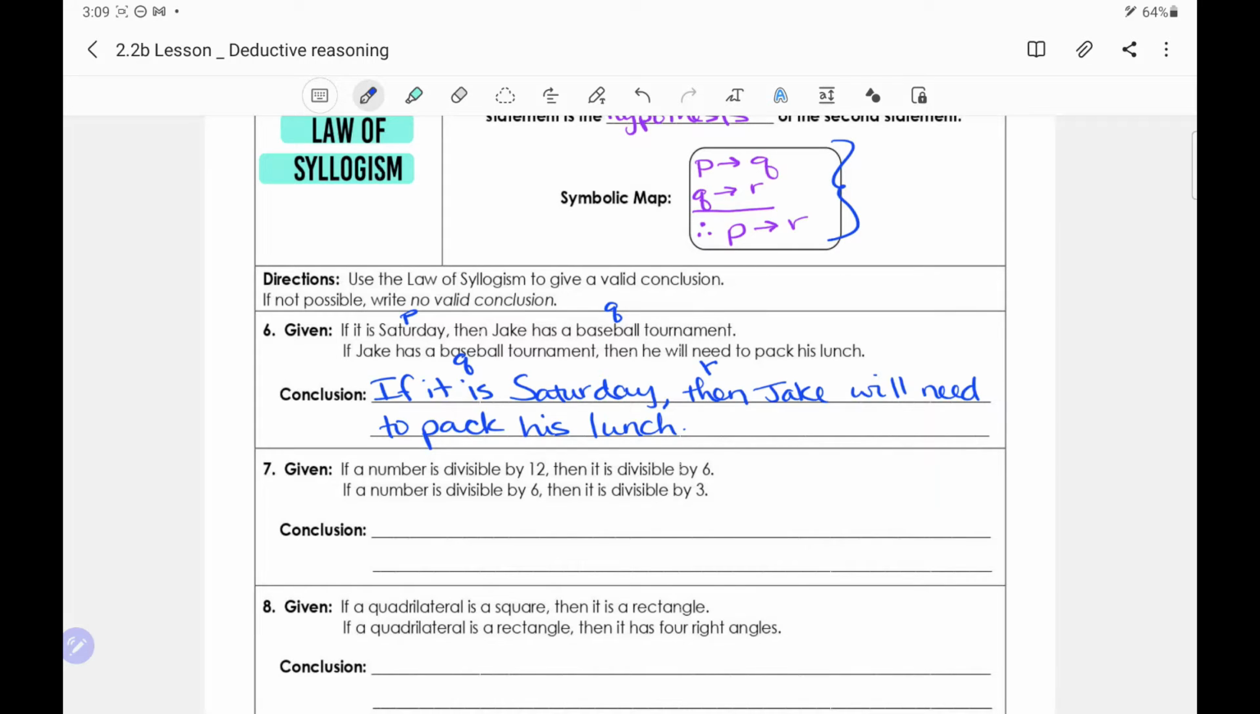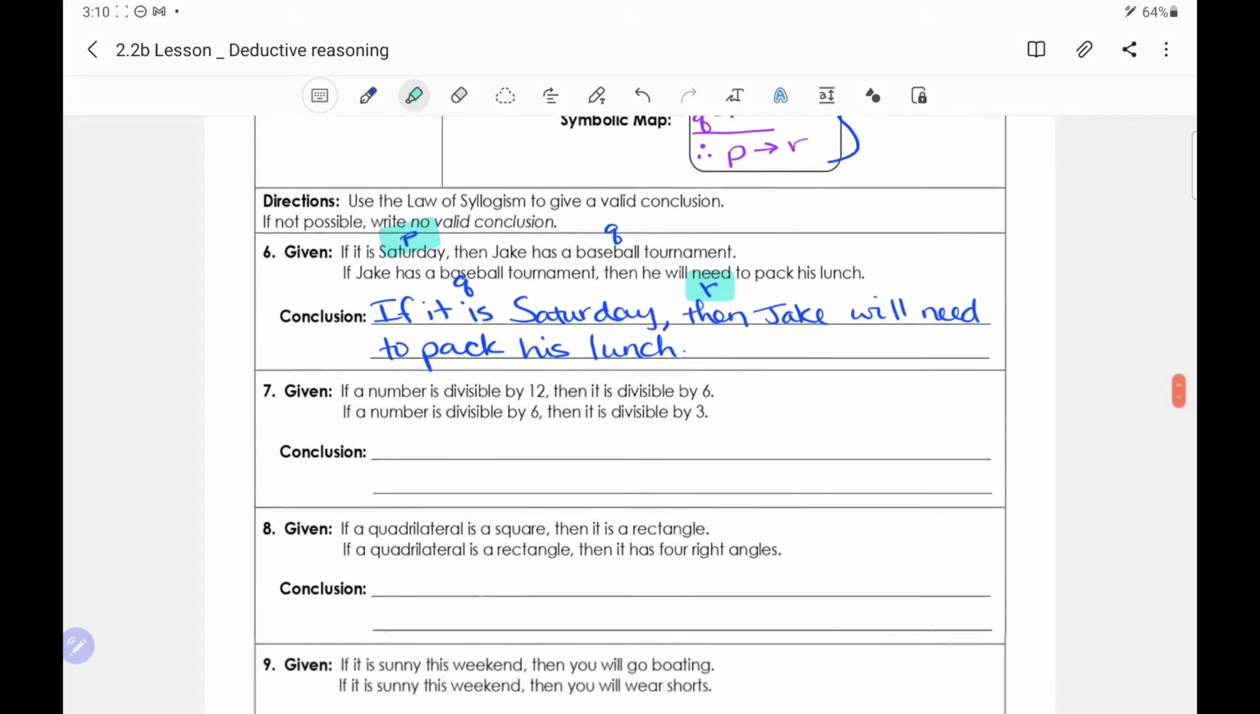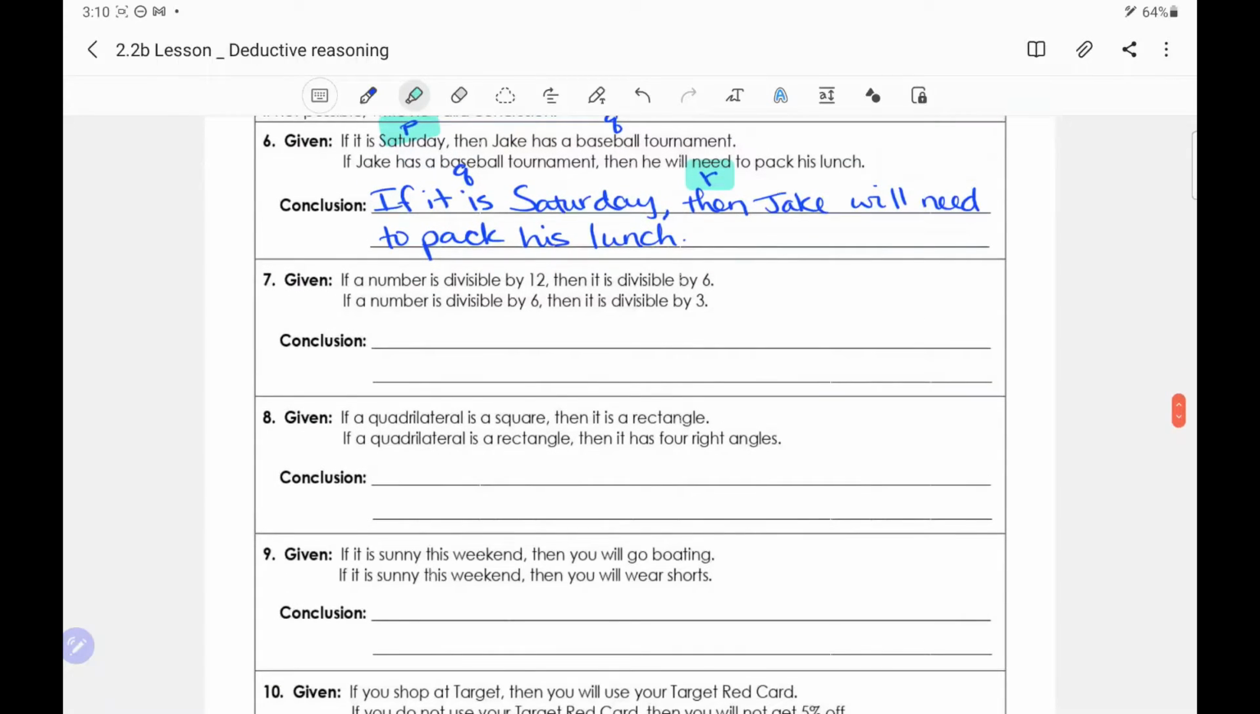My valid statement is, if it is Saturday, then Jake will need to pack his lunch. Notice that's P and R. I have my P right here. If it is Saturday, then he will need to pack his lunch. That's R. If it is Saturday, then Jake will need to pack his lunch. Because the Q was the same statement. Okay? Let's look at C.